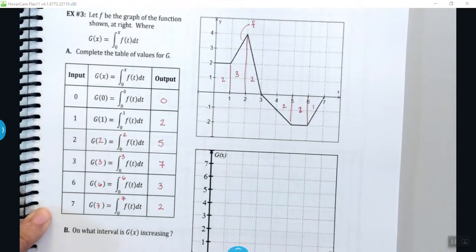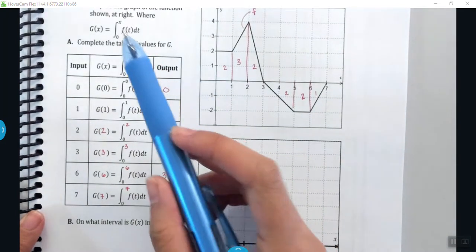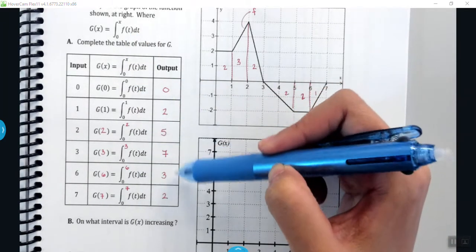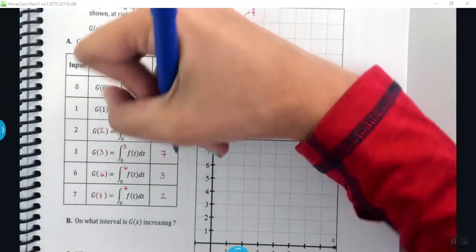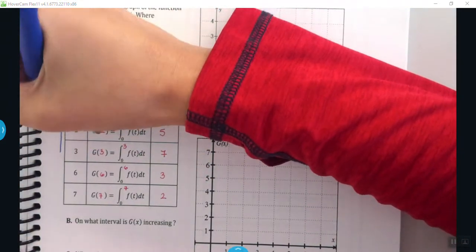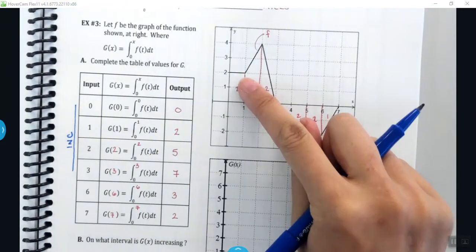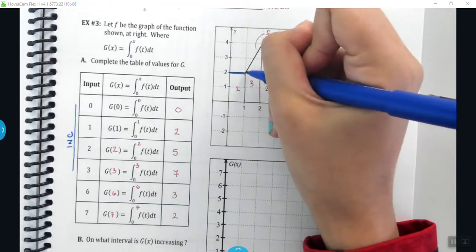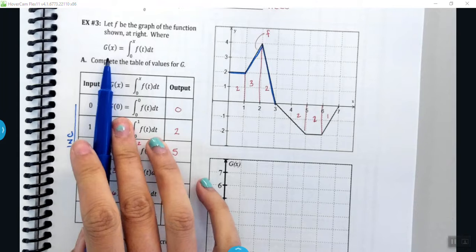Okay, cool. Now, this happens a lot too. It'll ask you on what intervals is g of x increasing. So if we look at this, where am I increasing on my original graph? From 0 to 3, right? I'm increasing from 0 to 3. And how do we know on this graph that I'm increasing? It is positive, right? It's above the x-axis. So if it's above the x-axis, then I know that my g of x is increasing.